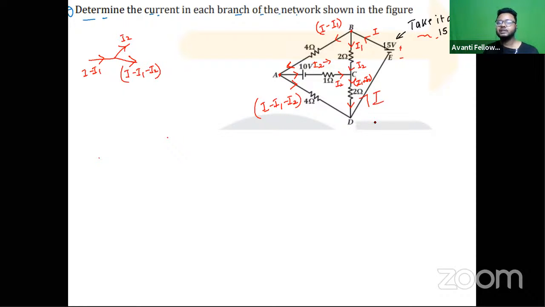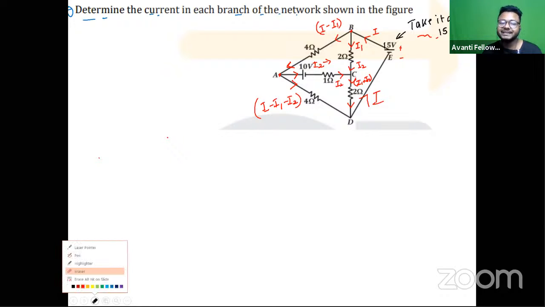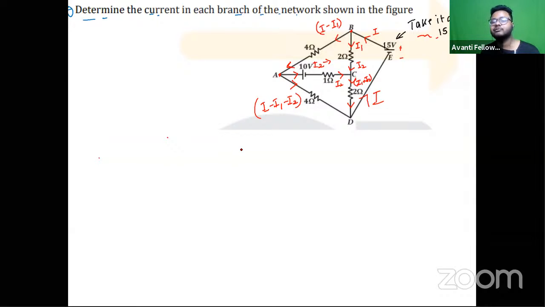If you are very careful doing the current division like this, you will not make any wrong concept, and you'll be easily able to use KVL also. Many of you will do I1, I2, I3, I4. Try to use as few variables as you can, because this will help you solve the question faster. If you have two variables, you need two equations, right? Three variables need three equations. If you have four variables, you need four equations.